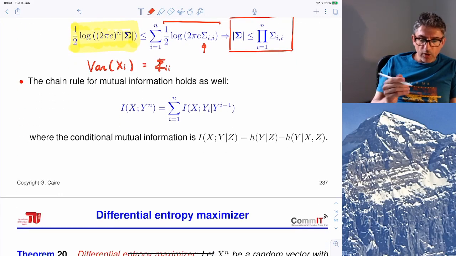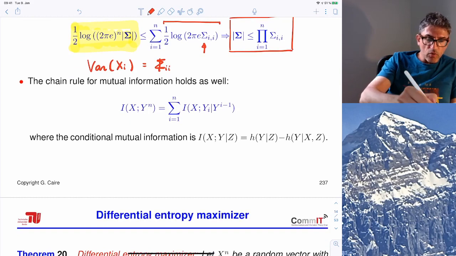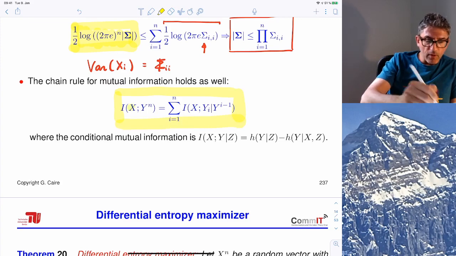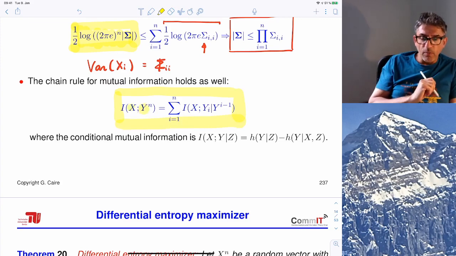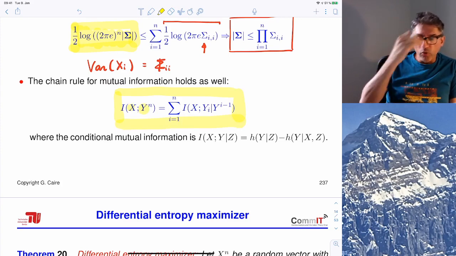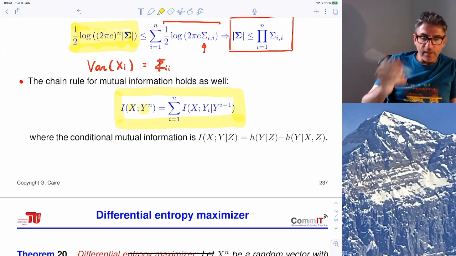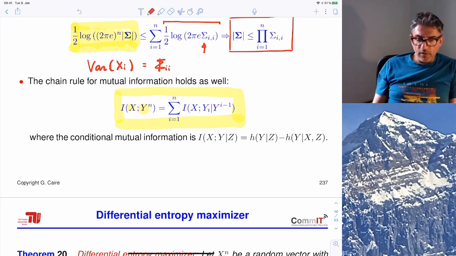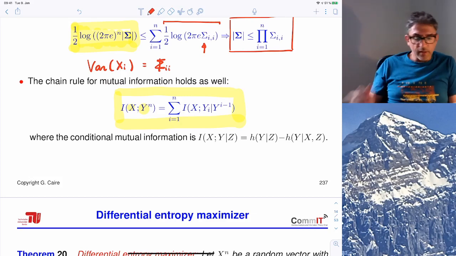Of course, we also have the chain rule for mutual information. So when we want the mutual information between one variable and a vector of n components, we can develop the mutual information with respect to the components of this vector in the following well-known form that we have already seen many times in many exercises for the case of discrete random variables. Everything holds verbatim here. Okay?